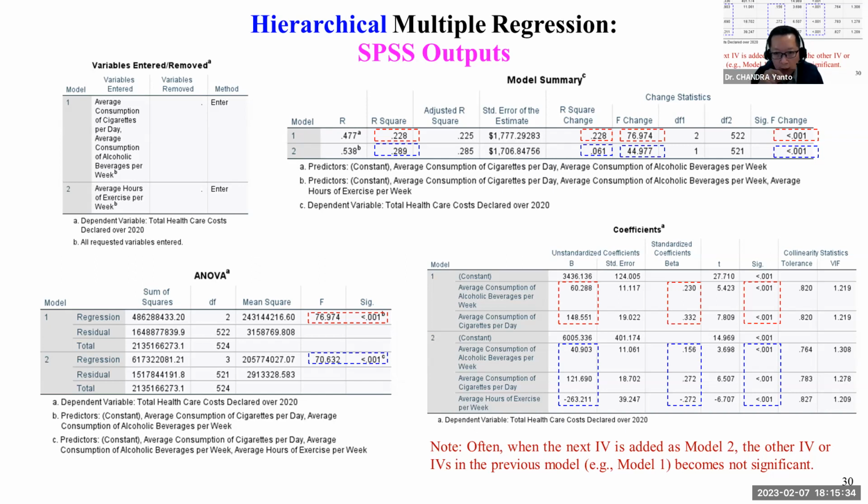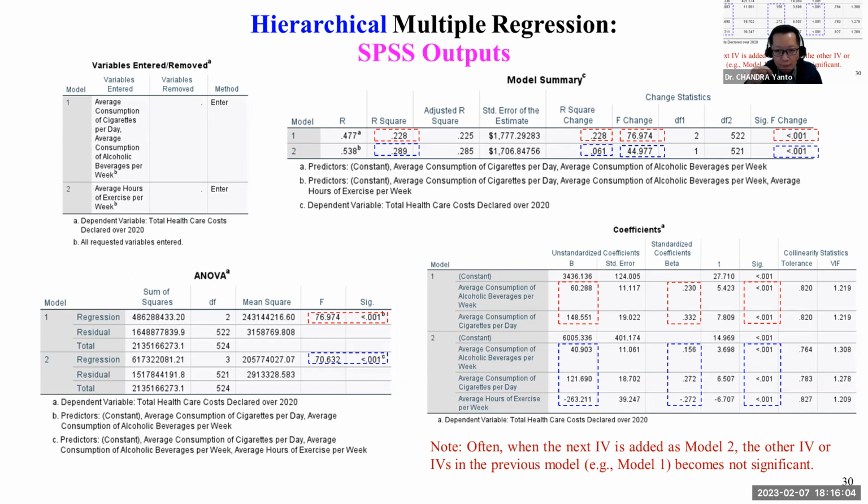So you can see, for example, here, when you have only 2 variables in your model 1, look at the coefficient table, right? When you only have alcoholic consumption, it's 60.28 there, right? And the standardized is 0.23, right? And compare that with your model 2, in which you have 3 variables. So you have alcohol consumption and cigarette consumption plus exercise.